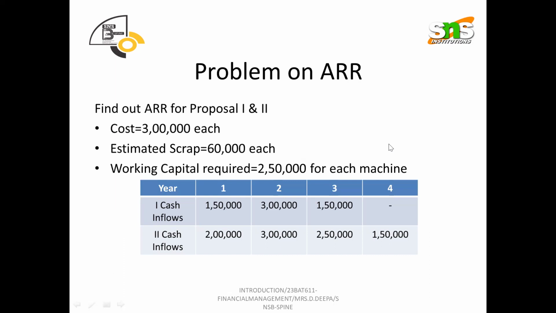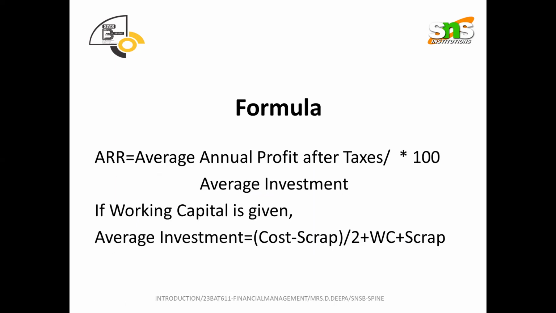Along with this, cash inflows are also given in our question. There are 4 years. For the first proposal, cash inflows are 1,50,000, 3 lakhs, 1,50,000, and there is no cash inflow for proposal 1 in the 4th year. And for the second proposal, again certain data is given over here. Now our duty is to calculate ARR.